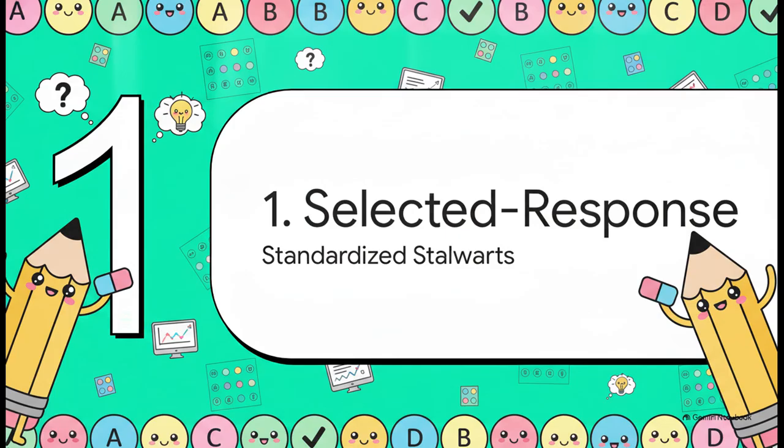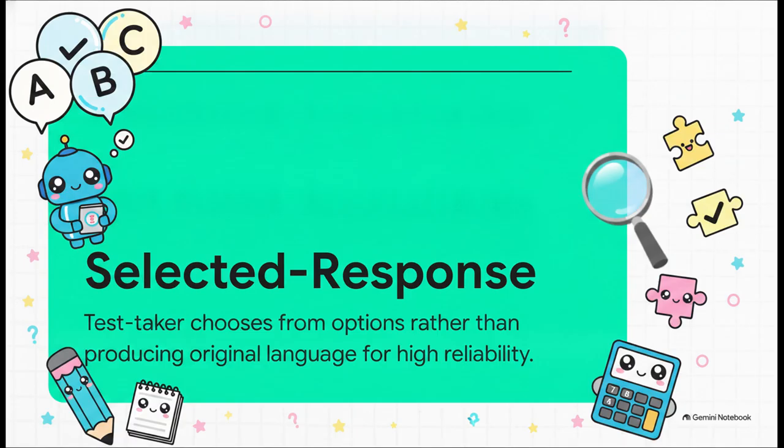These are the standardized stalwarts, absolutely the most common tools you'll see in large-scale testing. So what exactly makes a selected response item tick? Well, it's pretty simple. The test taker never actually produces original language. They just pick from a menu of pre-written options. Basically, you're trading the ability to measure actual language production for perfect objectivity. Literally, a machine can score these items flawlessly in milliseconds.